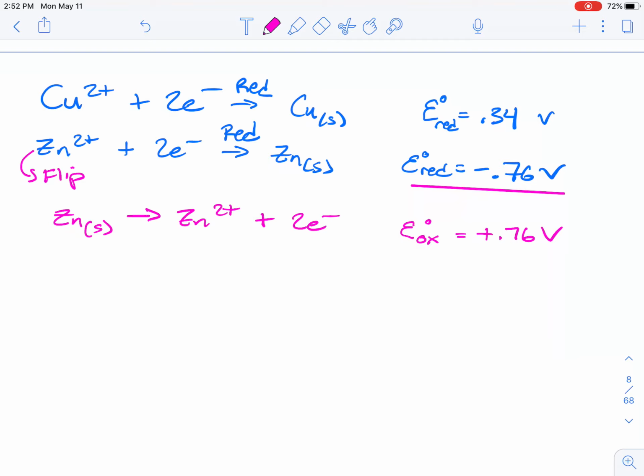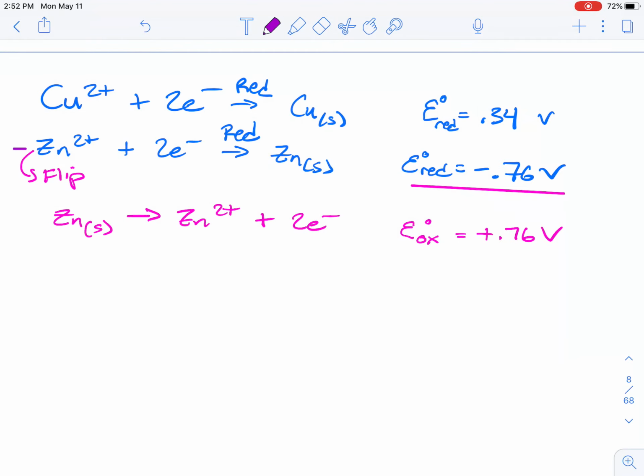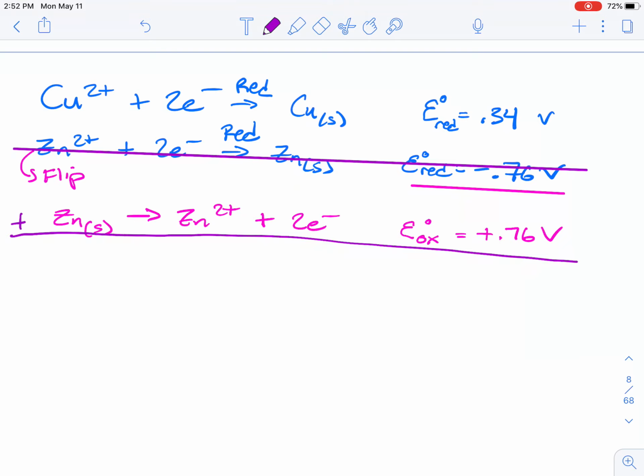And so I'm going to go ahead and just cross out this equation over here. And the only thing that we have left to do is just to take the sum of these two half reactions. And when we take the sum of these two half reactions, reduction and oxidation, we're simply going to cancel out what's in common on both sides of the arrow, which in this case is going to be 2 electrons.